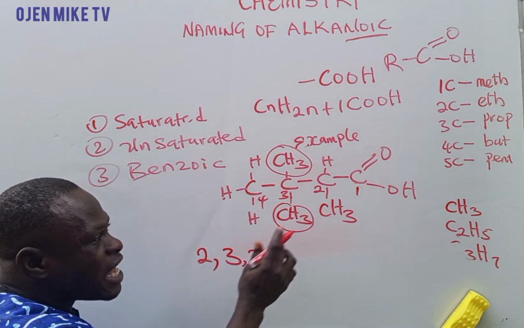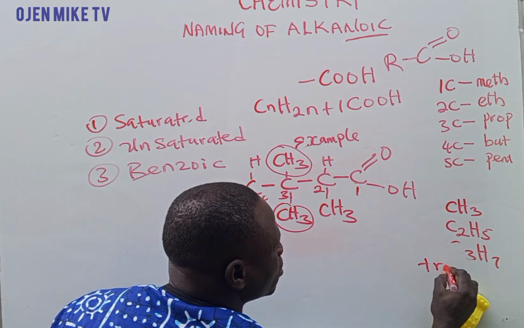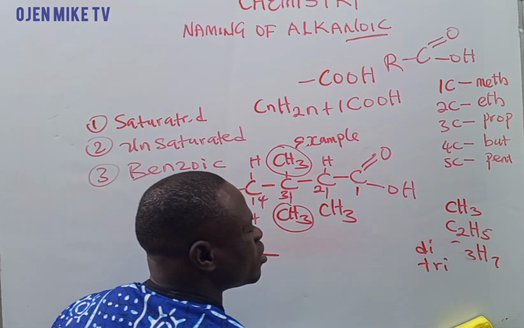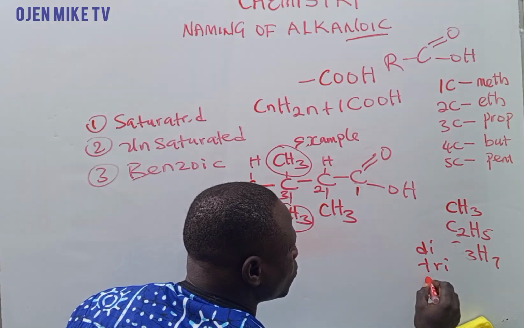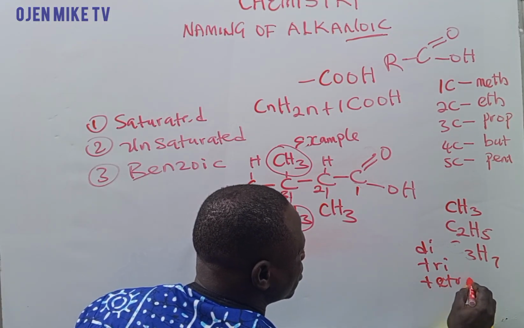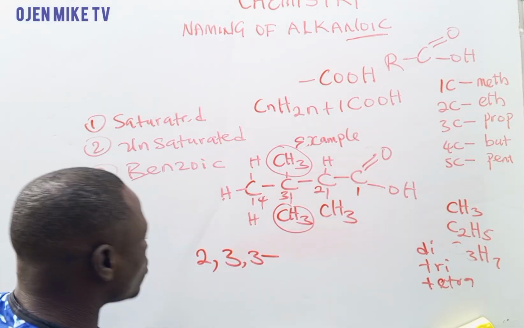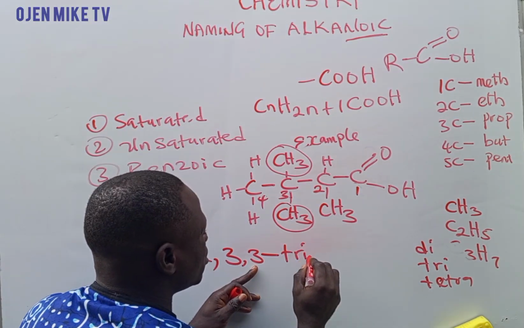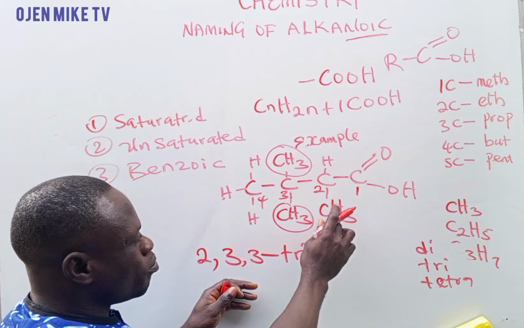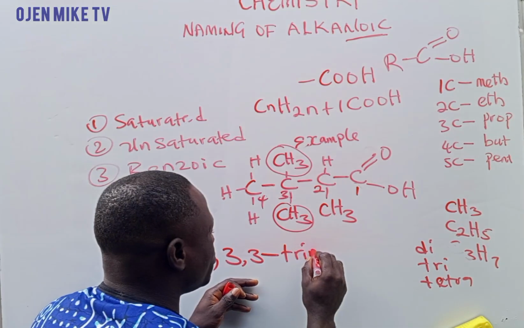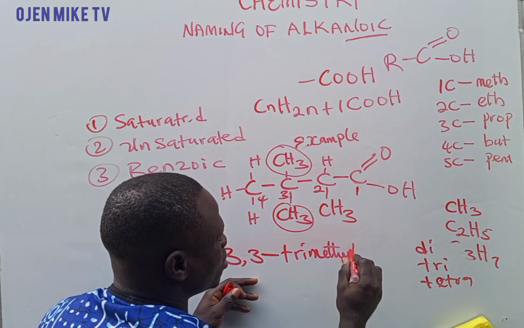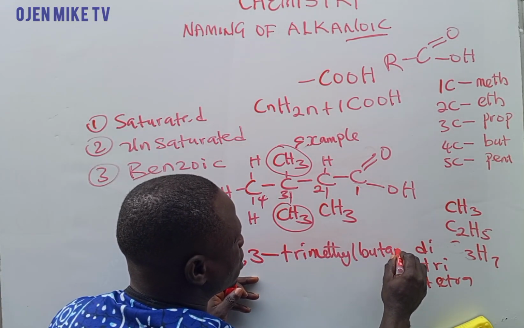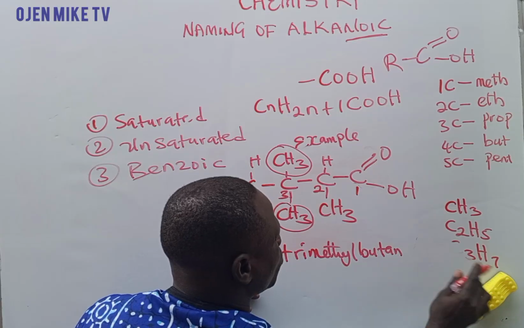Because there are 3 children here, you call it what? Tri. If there are only 2 children, you call it what? Di. You get that? If there are 4 children, you call it what? Tetra. Is that understood? So now 2, 3, 3-tri. What's the name of the children? Methyl. Is that understood? Trimethyl. What is the chain now? The chain is what? Butanoic.